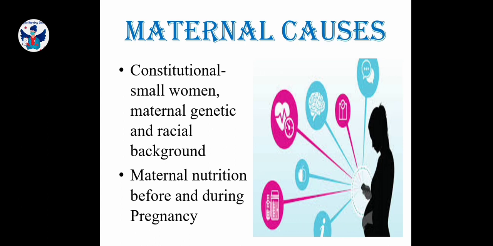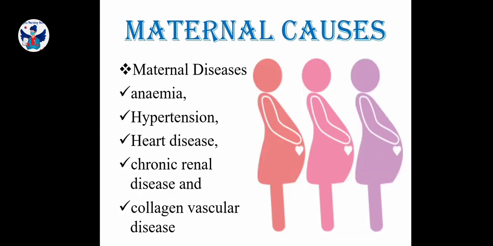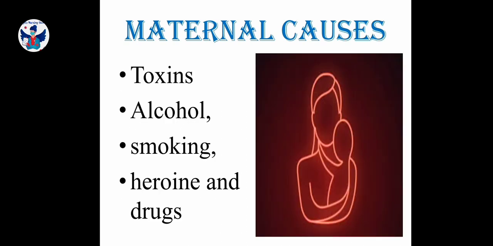So short stature women and the maternal genetic history and racial background. Then if the antenatal mothers are not taking proper nutrition during their pregnancy, and if the pregnant mothers are affected with anemia, hypertension, heart diseases, chronic renal disease and collagen vascular diseases, and if the pregnant mothers are exposed to toxins, alcohol, smoking, heroin and drugs, so it will lead to intrauterine growth retardation.